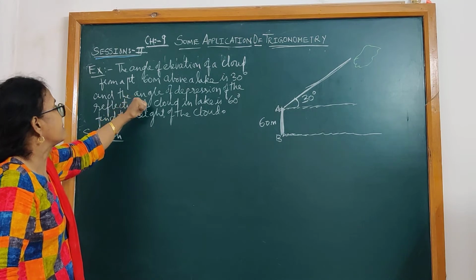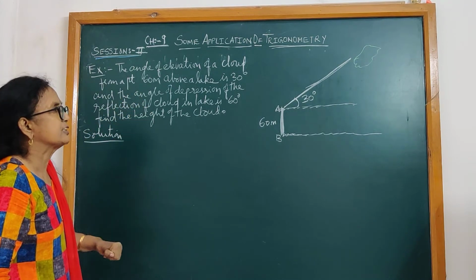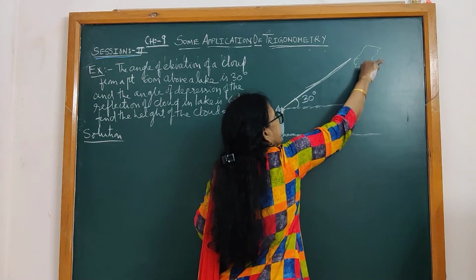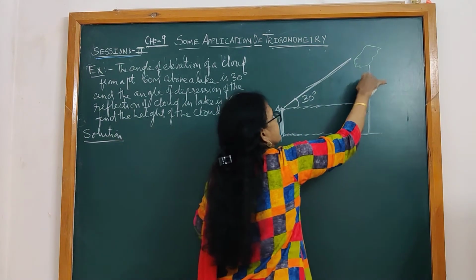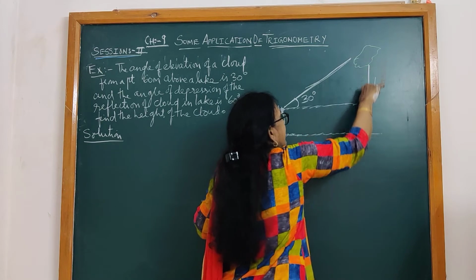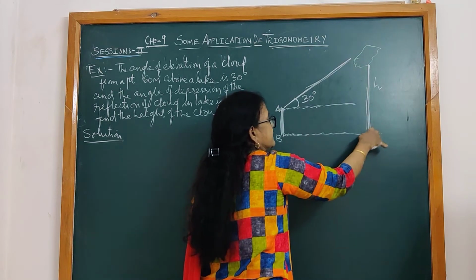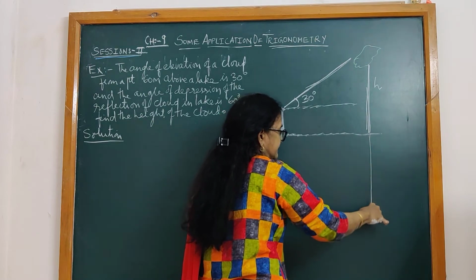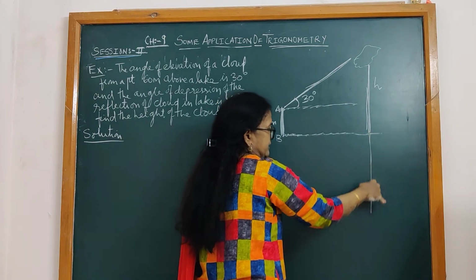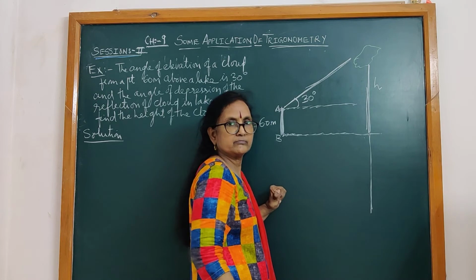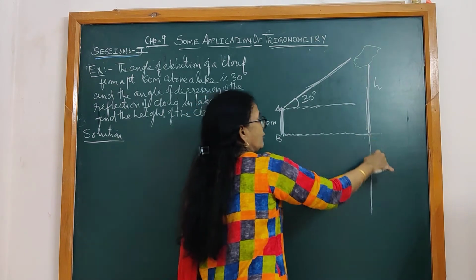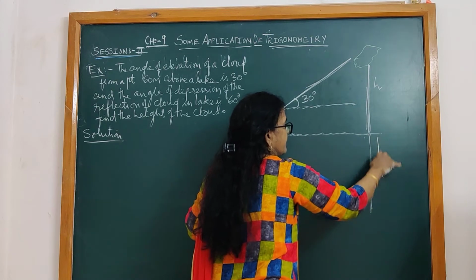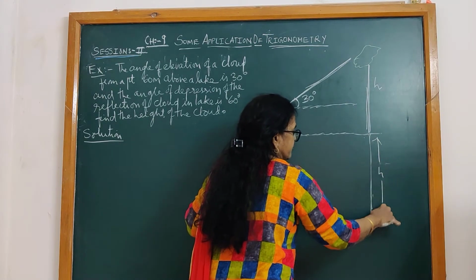And the angle of depression of the reflection of the cloud. Now this is the water. The cloud height is this. This is h. And the same you can see the reflection at the same height. This is the reflection in the water. So this also will be the same. This is h. So this also will be h from here.